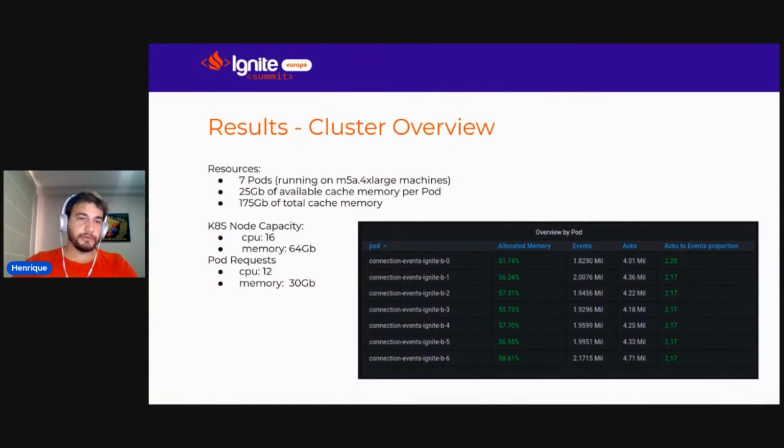Just to finish, to show you some of the results, this is the Ignite cache that we have on production right now. It's not a very big cache, but it's really critical for us. So it's really important to have a resilient cache. We have 7 pods running with 175 gigabytes of total cache memory. This is an example of the node capacity and the pod requests that we have right now, and some of the information each pod has.